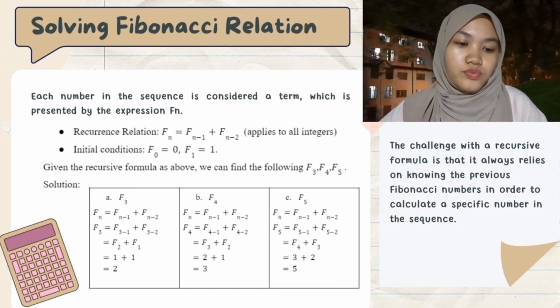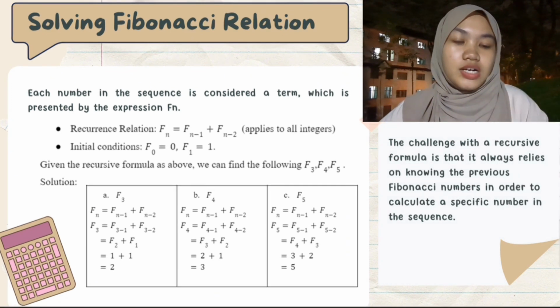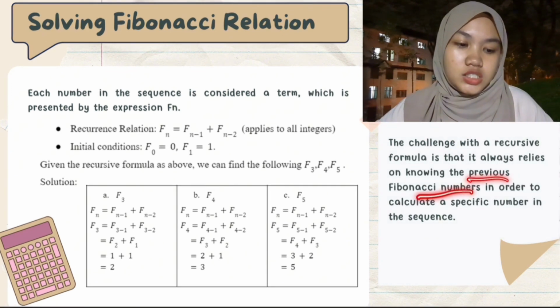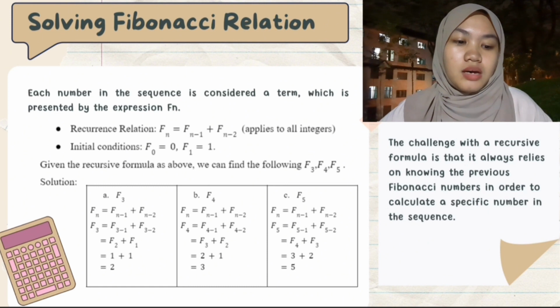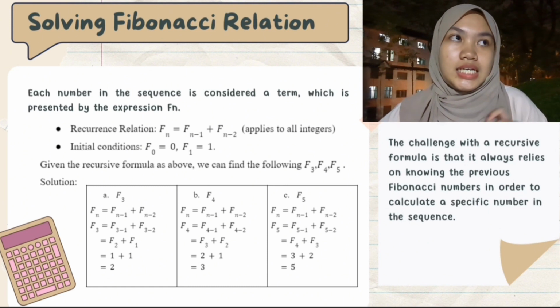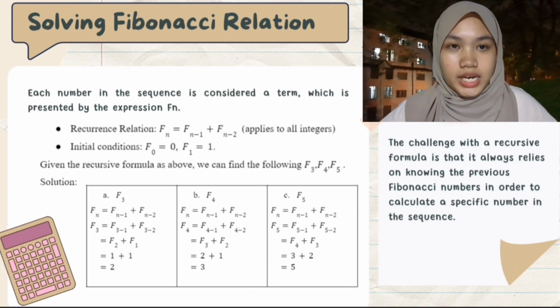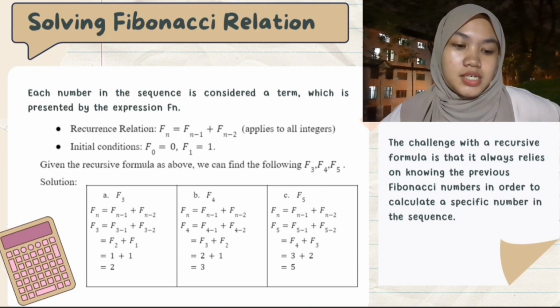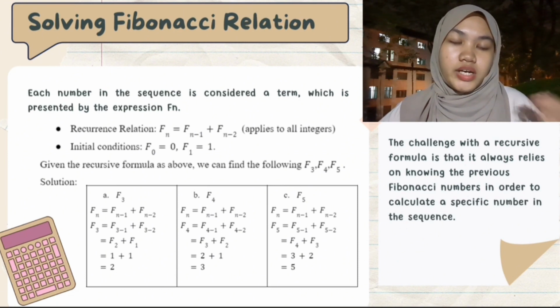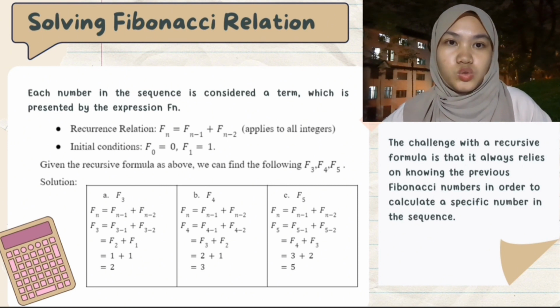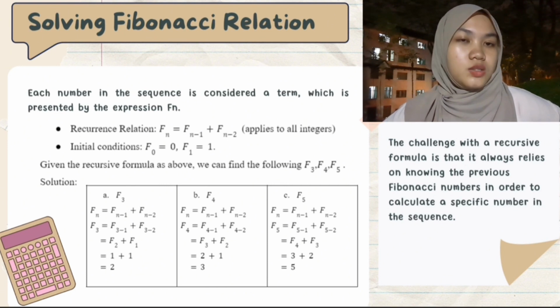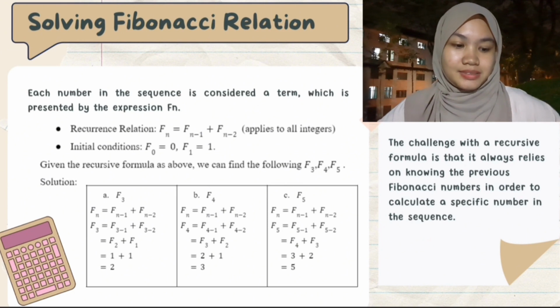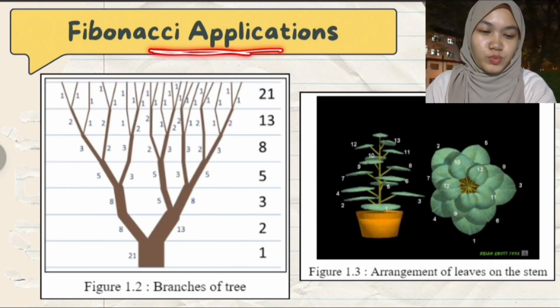But the challenge with a recursive formula is that it always relies on knowing the previous Fibonacci numbers in order to calculate a specific number in the sequence. For example, you can't calculate f100 directly by using the recursive formula. You need to always use the previous numbers. So if you want to find f100, we need to use Binet's formula, which we will not cover in this topic.